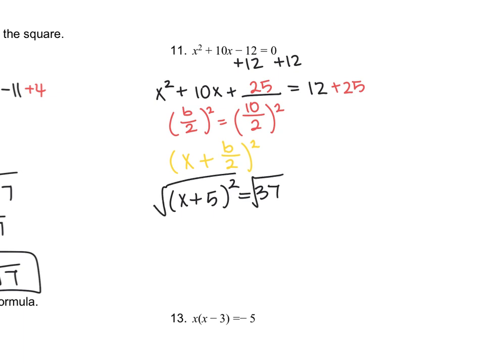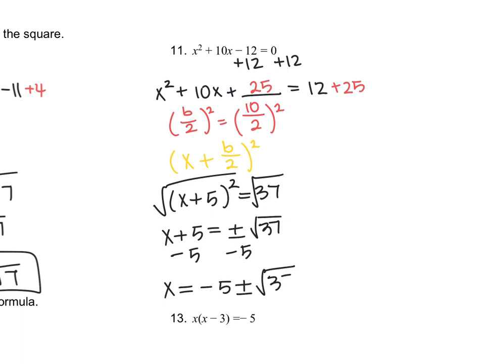Take the square root of both sides. We get x plus 5 equals plus or minus the square root of 37, which doesn't simplify because 37 is a prime number, so it stays square root 37. Our last step is going to be to subtract 5 from both sides, and we get x equals negative 5 plus or minus the square root of 37.